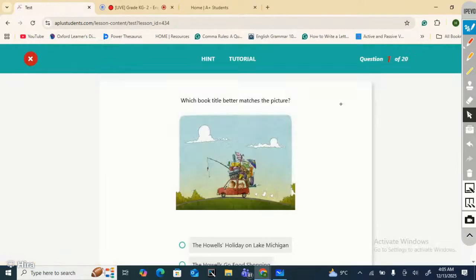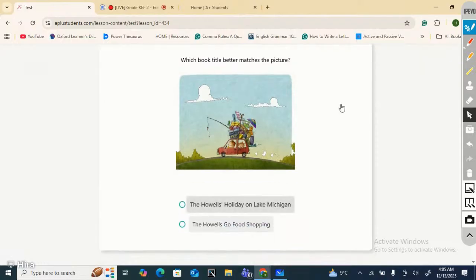Have a look at the picture first. Which book title better matches the picture? The Howells' Holiday on Lake Michigan or The Howells Go Food Shopping? What does it look like? Does it look like some food shopping or a holiday on Lake Michigan?